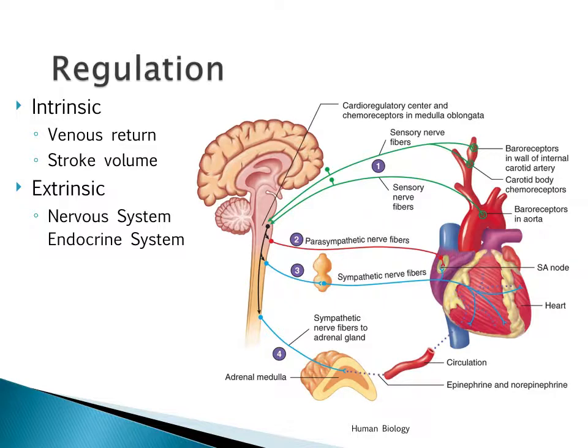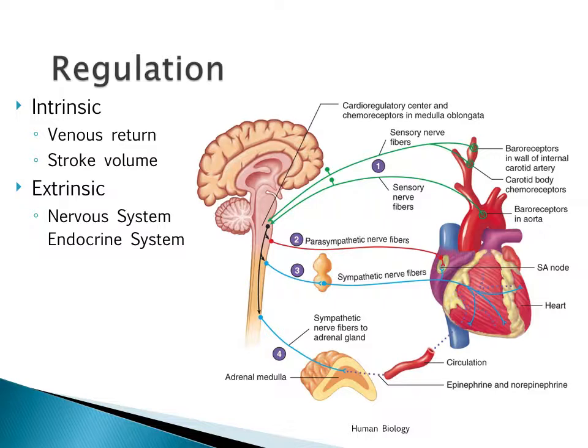If blood pressure is too low, these sensory nerve fibers will also notify that cardiac regulatory center in the medulla, and it will send sympathetic nerve fibers again to the SA node, but also to other areas of the heart, and they'll release a different chemical. That chemical is epinephrine or norepinephrine, and that will cause the heart to beat faster, stronger and faster.